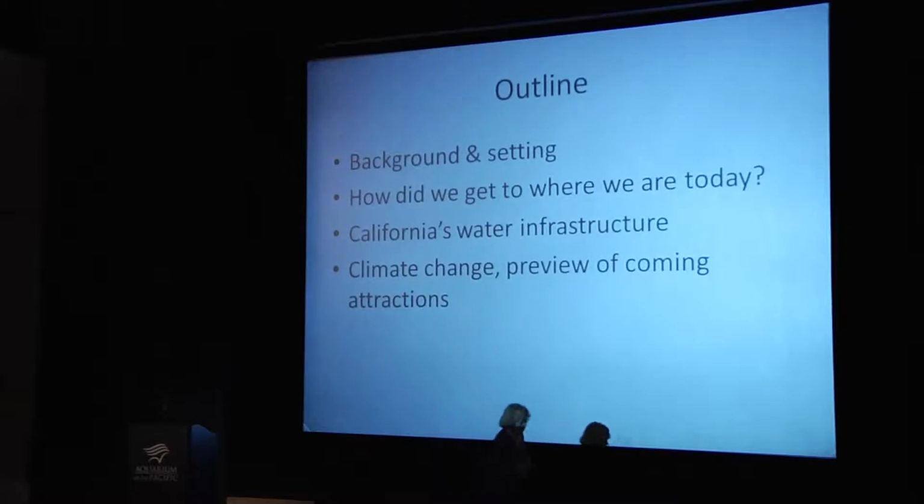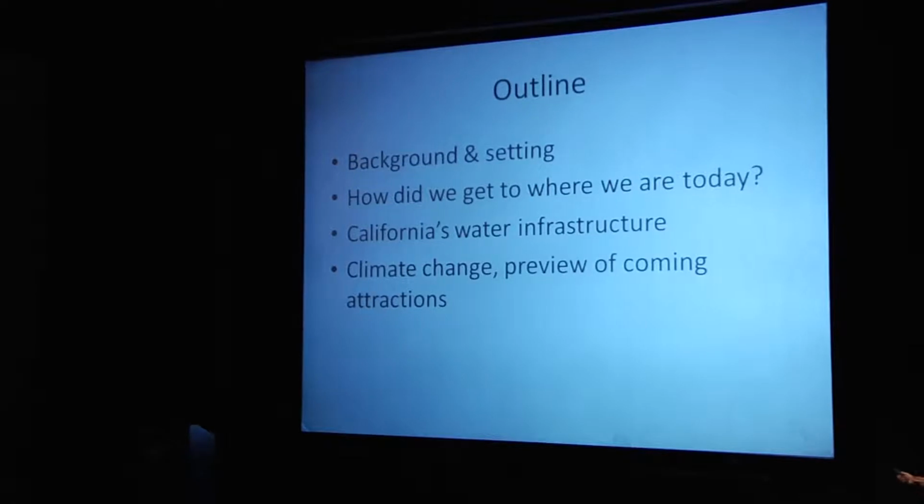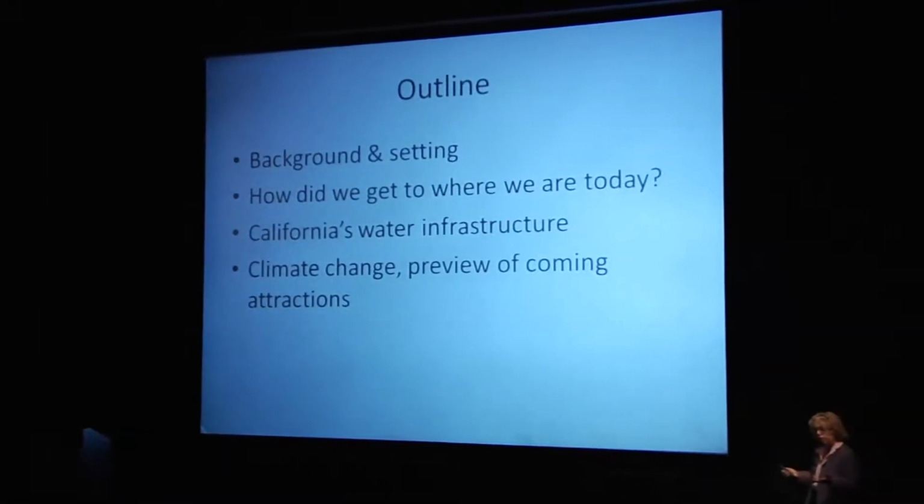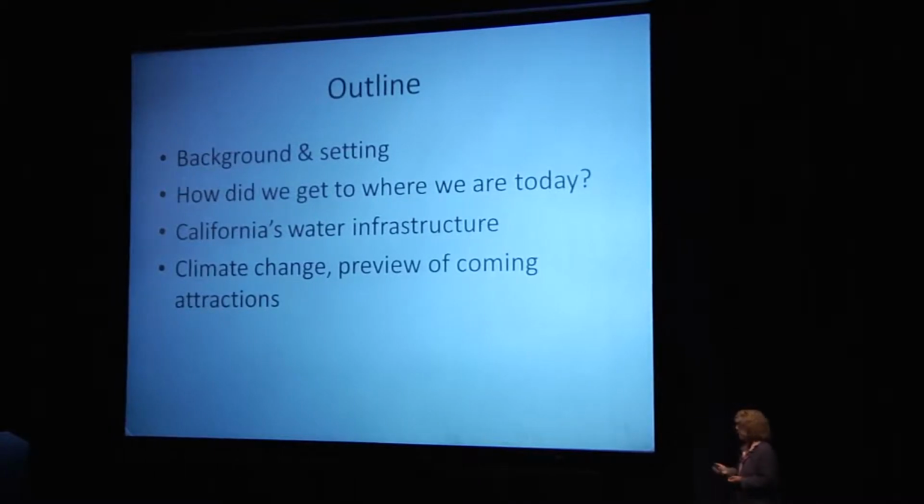So this is what I'll be covering tonight. Going to be looking at a little bit of background on California's water infrastructure and setting. How did we get to where we are today? A little bit more about the infrastructure, putting what you have here in Southern California in context with the rest of the state. And then just a really brief cameo on climate change at the end, because that's going to be the teaser for the fourth lecture in this series.